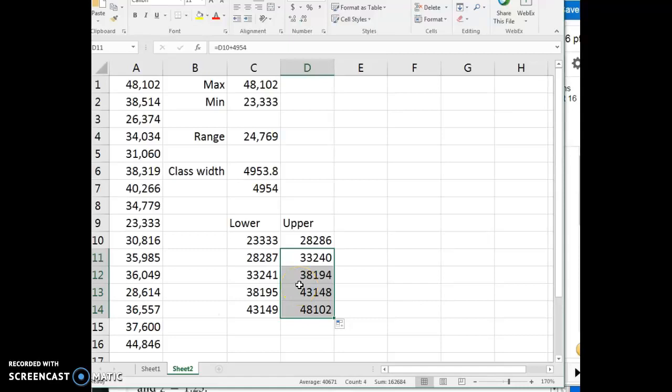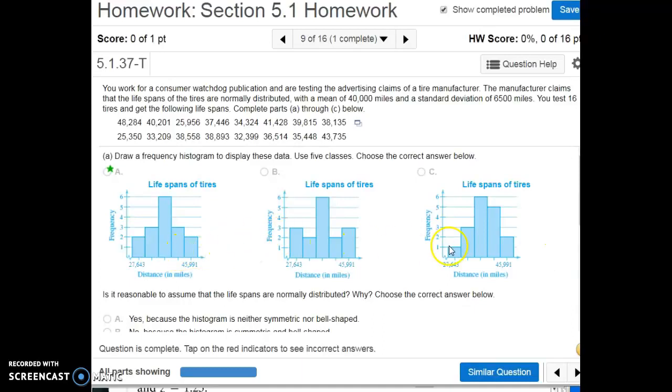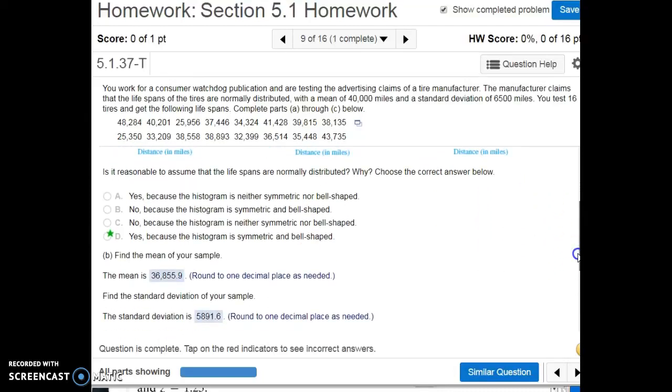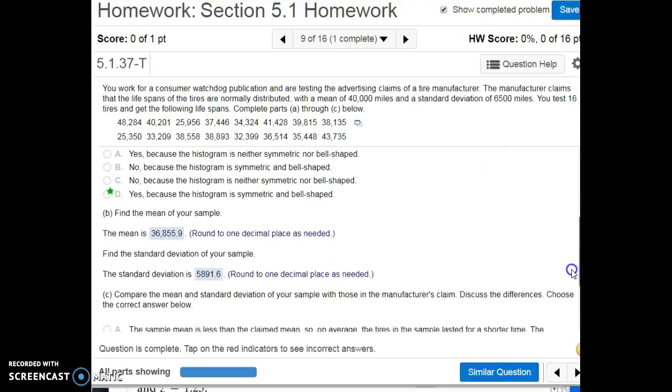From that point, you just need to count the frequency: go through all your data, see which class each piece of data falls in, count the frequency, and then draw your histogram accordingly. The height of each bar represents how many pieces of data are in each class. Then you'll want to analyze your histogram, see if it's bell-shaped, see if it's symmetric or skewed, and answer that question about its shape.